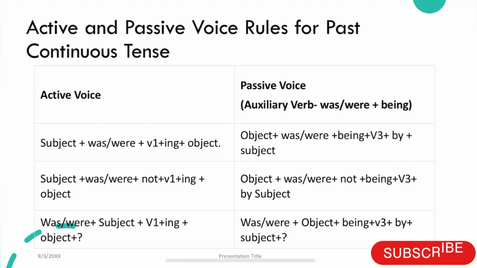And if we change it to the passive voice, the sentence structure will be object plus was or were plus not, being, then third form of the verb and then by subject. The last one is the interrogative. Again it will be the same as the previous one: was or were plus object plus being plus third form of the verb and then by subject and then the question mark.